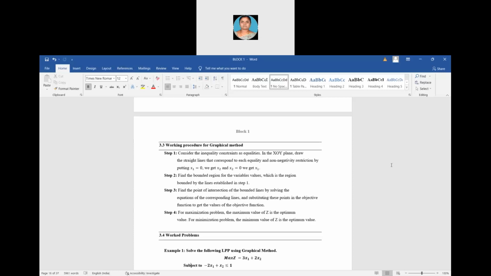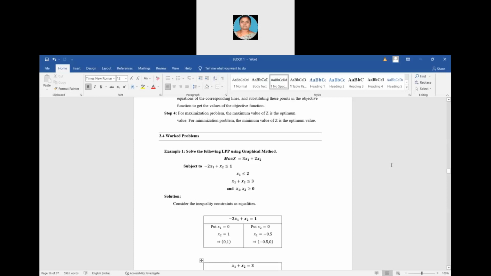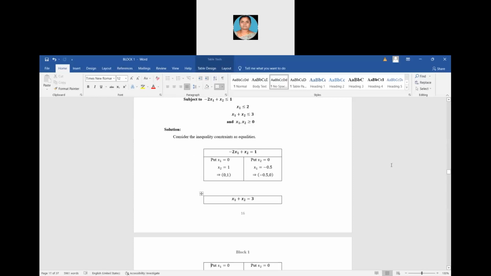Whenever we are crossing any two straight lines, you have to find that point of intersection. For a maximization problem, the maximum value of z is the optimum value. For a minimization problem, the minimum value of z is the optimum value. So if it is maximization, take the maximum; if minimization, take the minimum. These are all the steps we have to follow in the graphical method, and by the graphical method also, we get the value of the objective function.